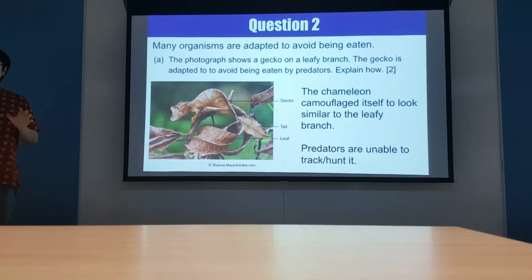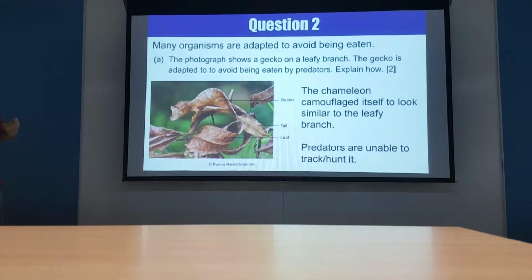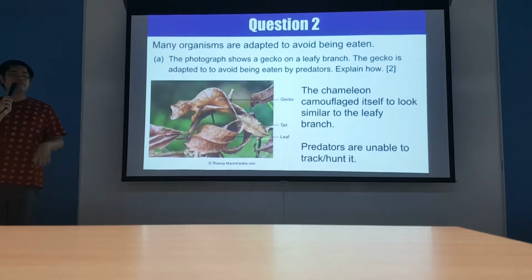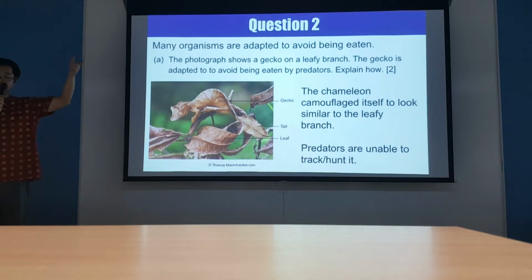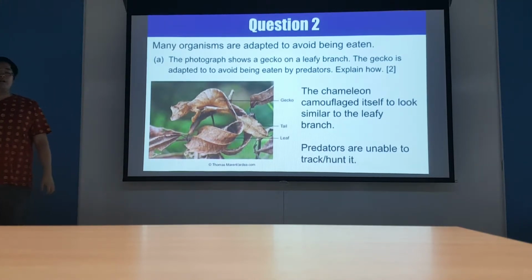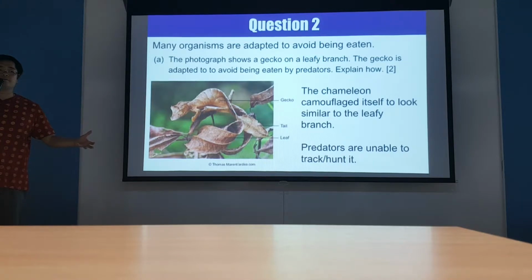Alright, the gecko has camouflaged itself, it has disguised itself to look similar to a leaf branch. Okay? And predators here are not able to track or hunt it down. I kept thinking of chameleons because I was watching a video on the chameleons before, so it just automatically went into my brain. Okay, so do you know how to answer something like this? Don't just leave the answer on the chameleon camouflages itself. So that's a hung sentence to me.